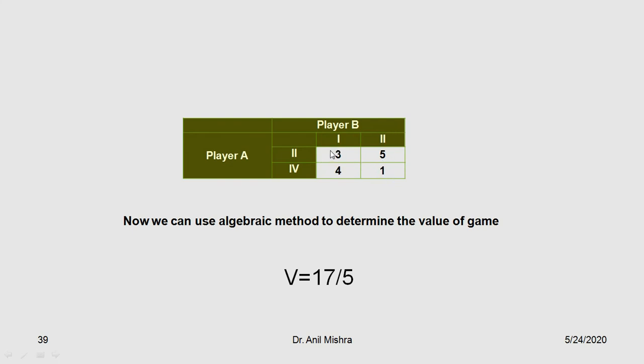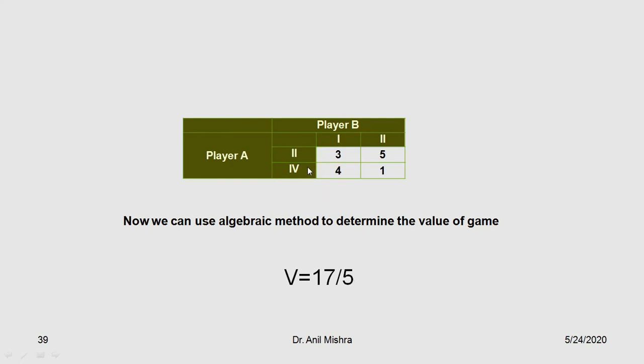AD is 3 into 1, which is 3, minus BC, which means minus 20. So 3 minus 20 is minus 17. The numerator is minus 17, and the denominator is AD, which is 4, minus this plus this, which is minus 9. So 4 minus 9 is minus 5. Minus 17 by minus 5, so the value of the game is 17 upon 5.